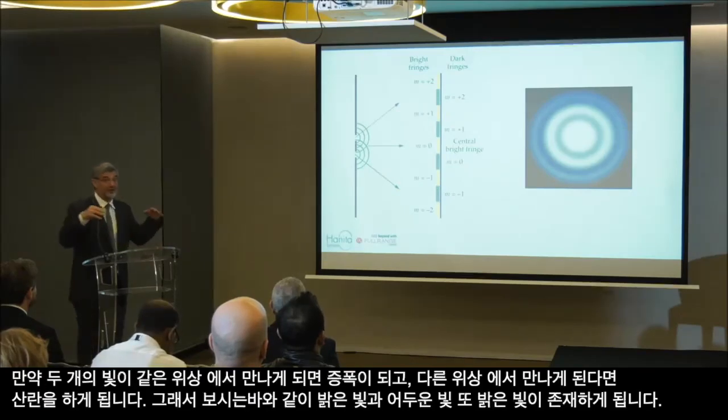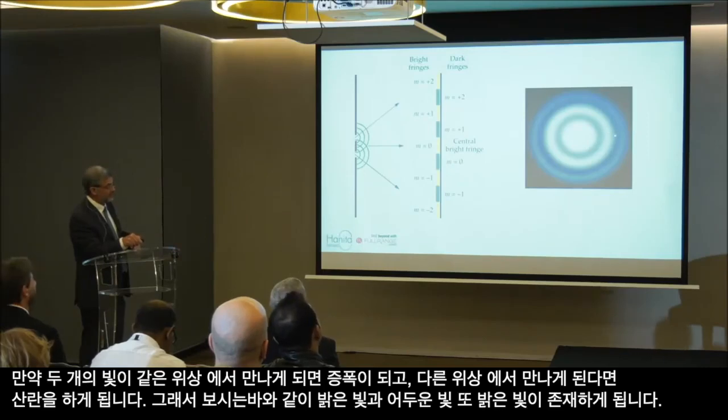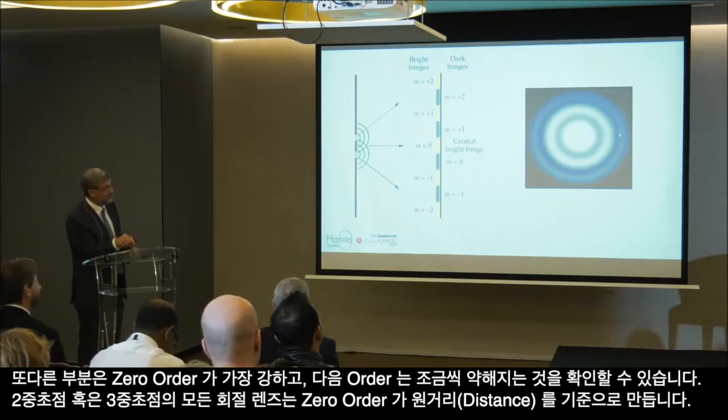When 2 waves of light meet, if they are in the same phase, they intensify each other. If they are in a different phase, they actually cancel each other. This is why we have light, then dark, then light, and dark again. One other thing is that the 0 order is the strongest, then it's a little bit weaker, and then a little bit weaker again.